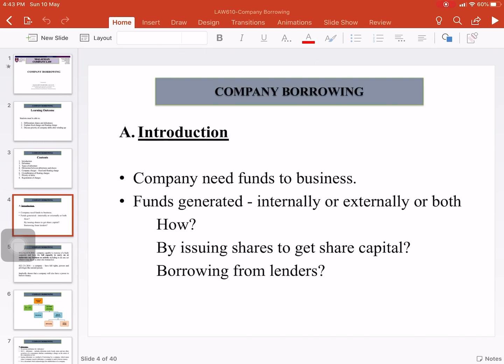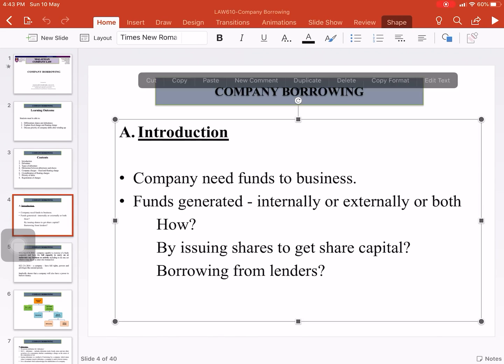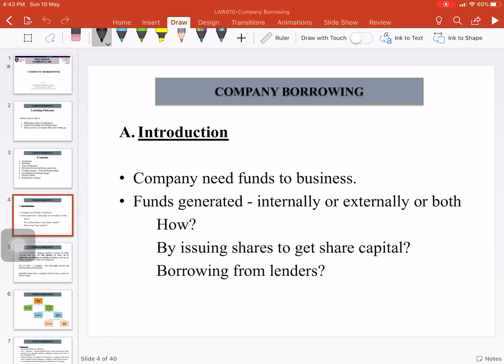So we start off by saying that companies need funds for their business. Okay, there's something missing here. Company needed funds for business. It should be for business. Okay, never mind. Now, funds can be generated internally or externally or by both.